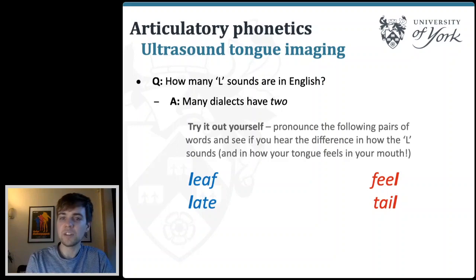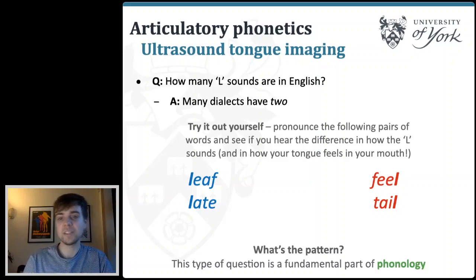Same applies for these words, so late versus tail. Now, you might be able to spot the pattern, and this is a fundamental part of phonology. It's about looking at data like this and spotting these patterns. So what is it that determines when you get one type of L versus the other? Have a think about it. You might be able to notice it straight away. You might want to say that it looks like you get one type of L at the start of the word, another type of L at the end of the word. But it's not quite that simple.